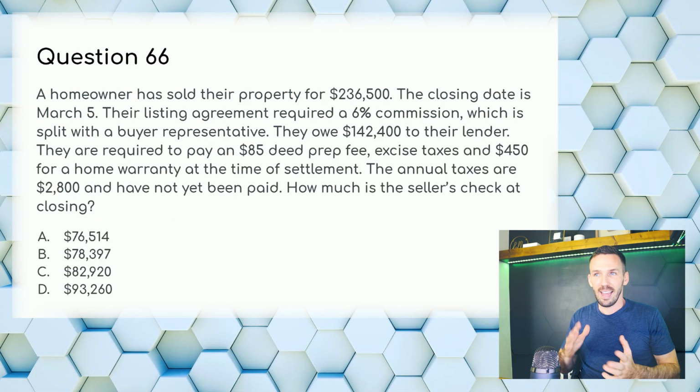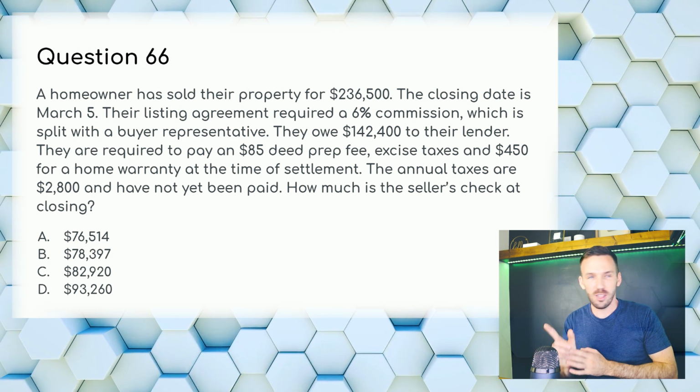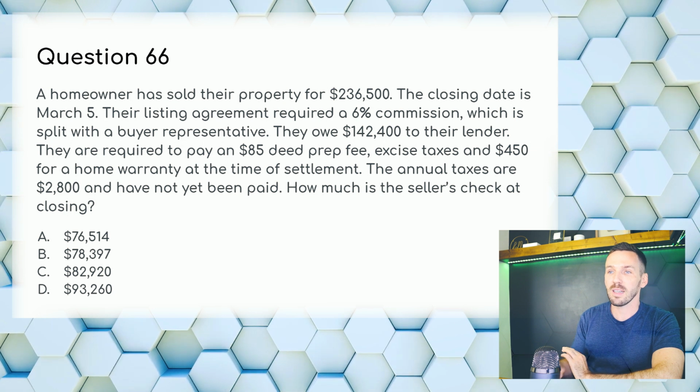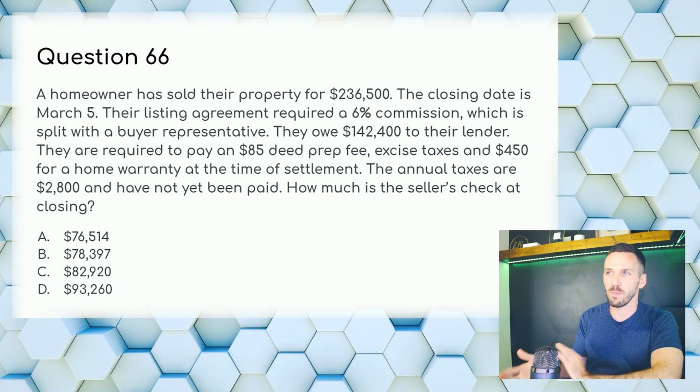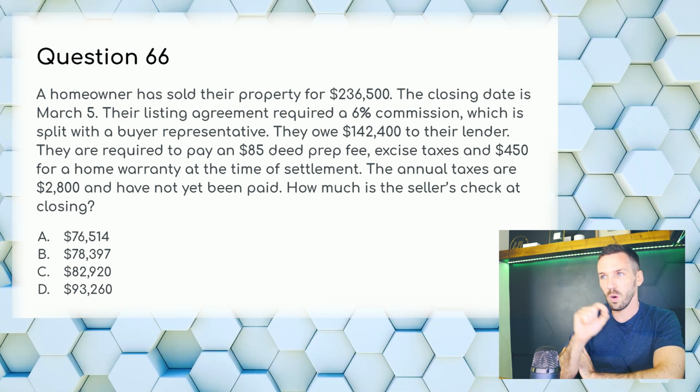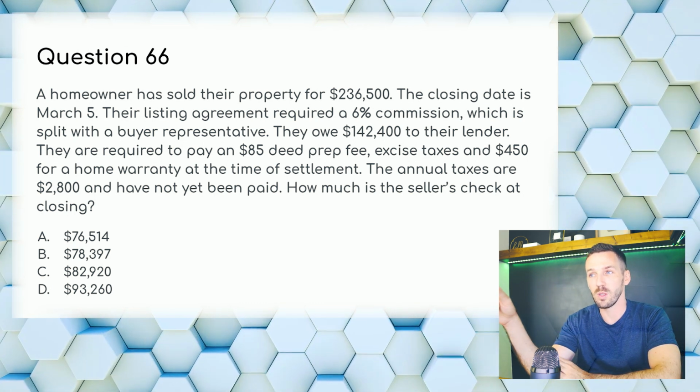Question 66. A homeowner has sold their property for $236,500. The closing date is March 5th. Their listing agreement requires a 6% commission, which is split with a buyer representative. They owe $142,400 to the lender.